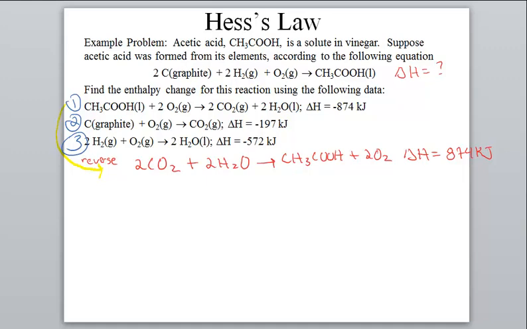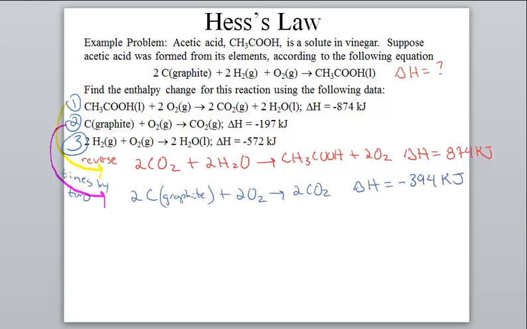Okay, what about reaction number 2? In number 2, there's 1 graphite, and that's the only place where graphite occurs. If we look at the net one, there's 2 graphites. So what should we do? Yeah, multiply reaction 2 by 2, and then change the enthalpy change. If we multiply the reaction by 2, we have to multiply the enthalpy change by 2. So negative 197 times 2 is negative 394 kilojoules. So that's reaction 2. What about reaction number 3?